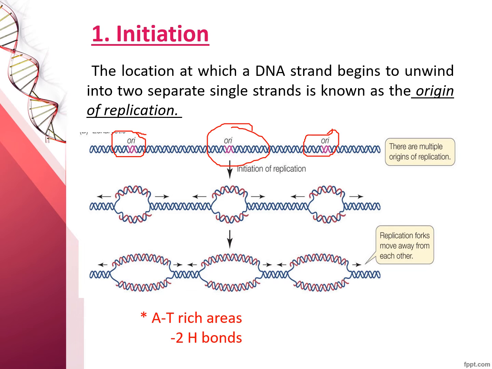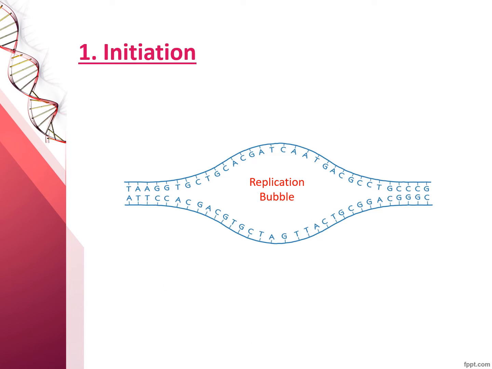Question: what type of structure is going to bind onto these areas and help to break the bonds between adenine and thymine? Okay, there's a really interesting protein called the pre-replication protein complex. This pre-replication protein complex binds to the origin of replication and separates the adenine and thymine nitrogenous bases. Due to the previous process, we can now form a replication bubble.